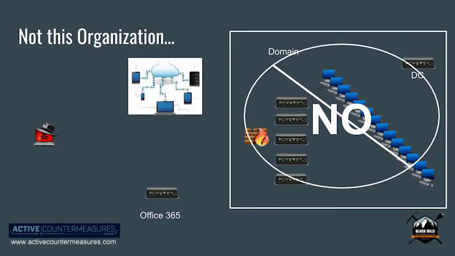But this is not that network. This particular network was a purely cloud-based organization. And this is great for a couple of reasons. First reason why this is great is many organizations are now hybrid. They're going to have an Active Directory environment, but they're also going to have cloud-based assets as well. Further, we're seeing more and more organizations moving forward that are purely cloud-based. Everything is in the cloud, and that was this organization.